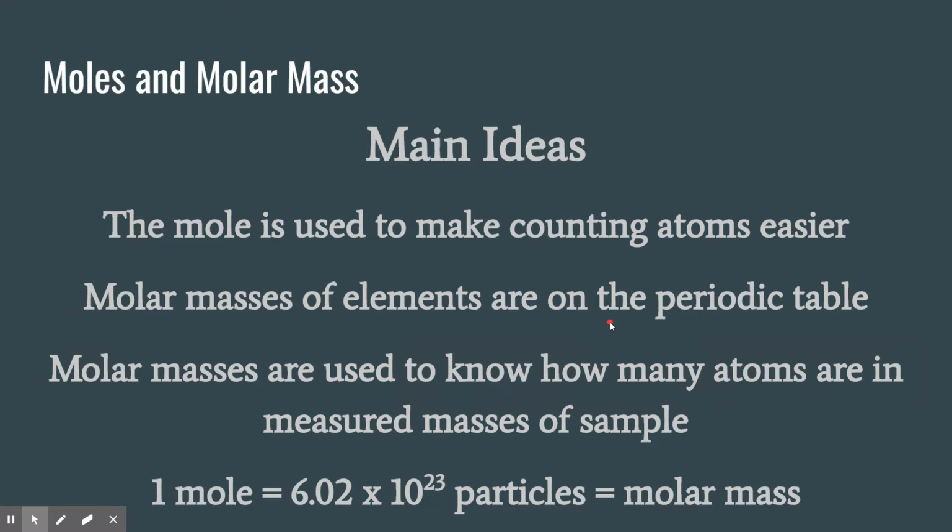Now, the main ideas are, the mole is used to make counting atoms easier. We're going to count those atoms by using the masses of the samples and using the periodic table to figure out how many grams there are per mole. If I can keep track of that, then later on when we're planning reactions, we'll be able to make sure that what we need is going in and what we get out is what we expect.